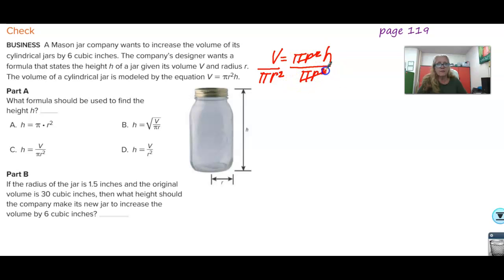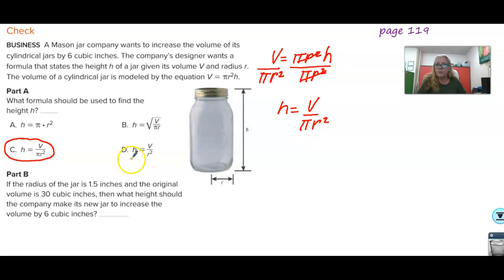Those drop out, and we get that h is v over pi r squared. So we go over here to look at which one of these matches. H is v over pi r squared, so C was the correct answer. But in part B, they want you to use that formula. So we've got H equals volume divided by pi r squared.